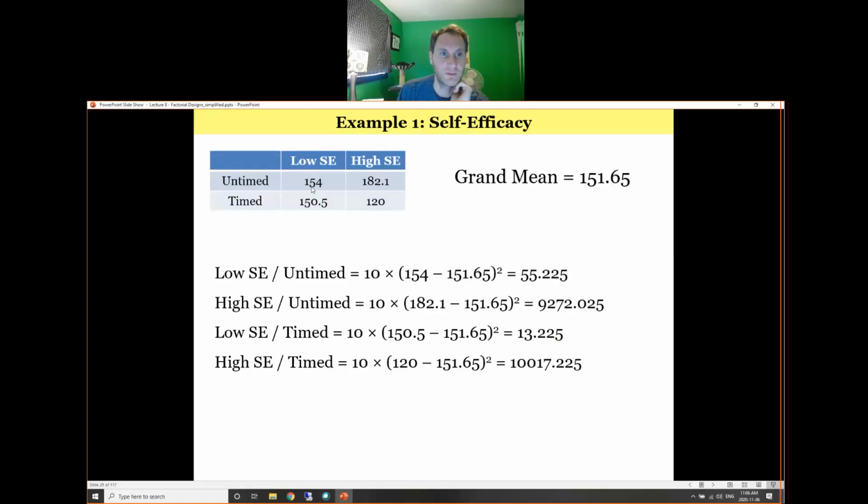So here I have 154 minus 151.65 squared times how many people are in the cell? 10, only 10 people per cell. And I do that for each of these combinations and take the sum. So the same process as before. And that's my sums of squares cells. But recall that that is not my interaction term.